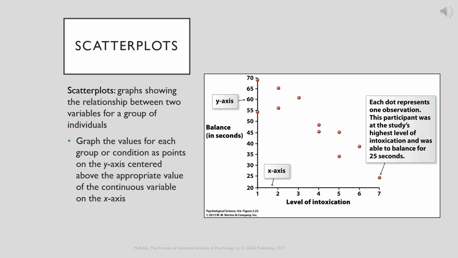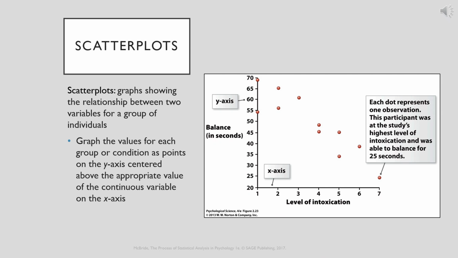One person had a level of intoxication of 7, which for them corresponded to an amount of balance time they could balance on one foot of about 25 seconds. Okay, so that one single dot represents one single participant's data for both of those variables, right?